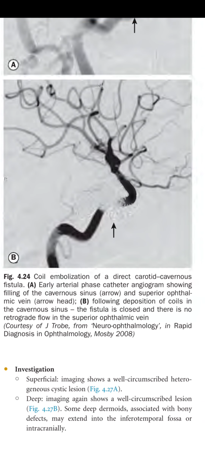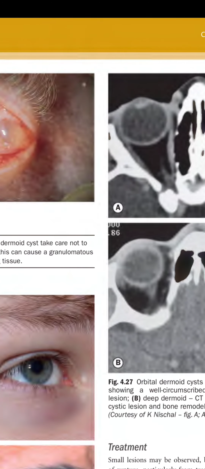Investigation: you have to perform a CT scan to rule out any other cause of pathology, and also to look for bony tethering. For the superficial type, imaging shows a well circumscribed heterogeneous cystic lesion because it contains different types of material. Deep imaging shows a well circumscribed lesion. Some deep dermoids associated with a bony defect may extend into the infratemporal fossa or intracranially.